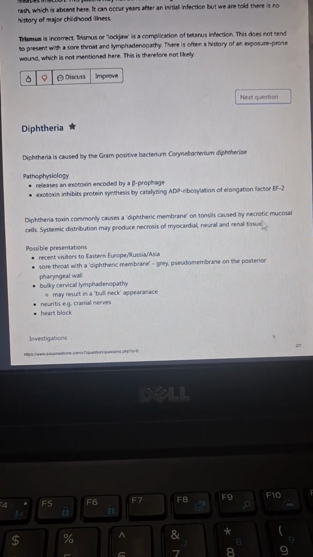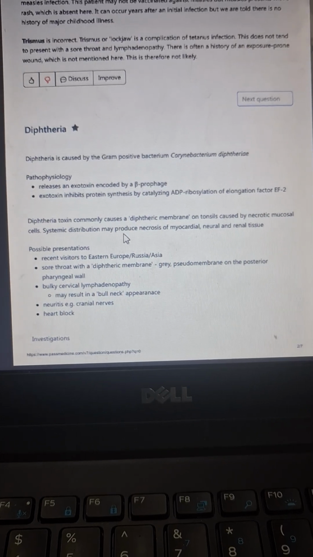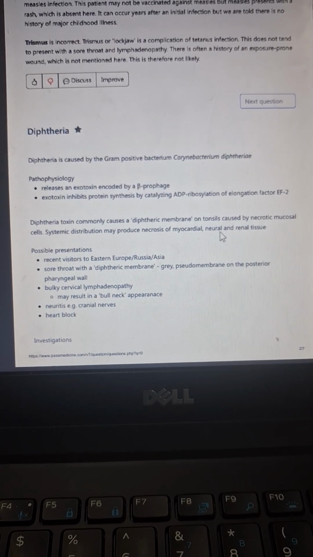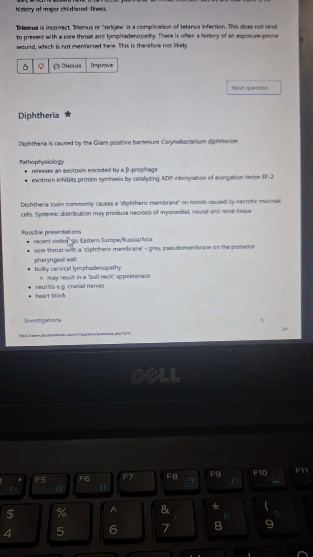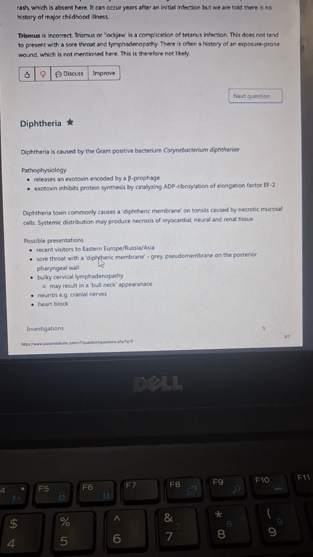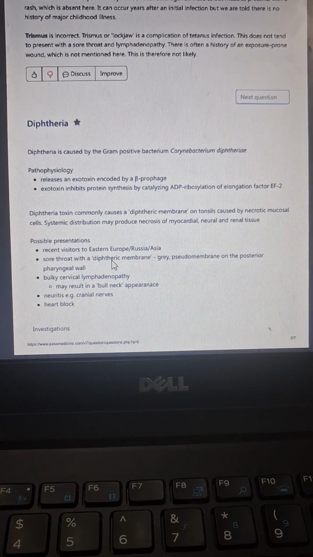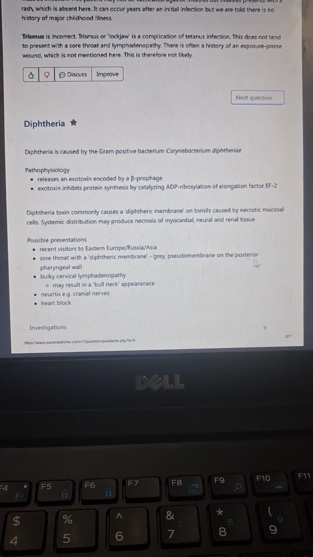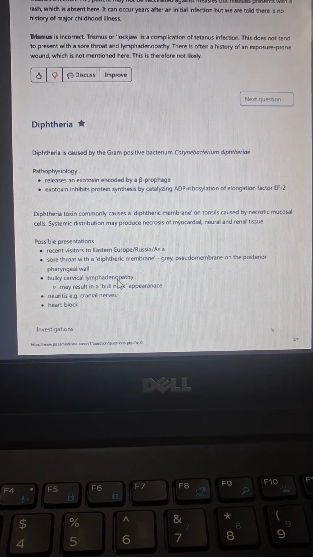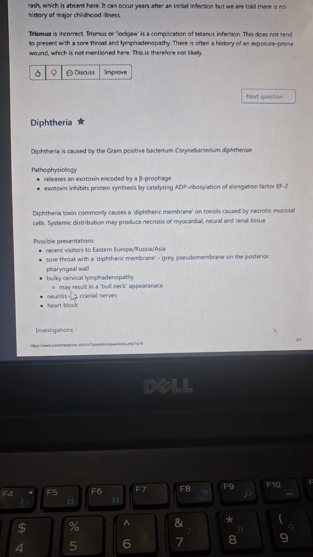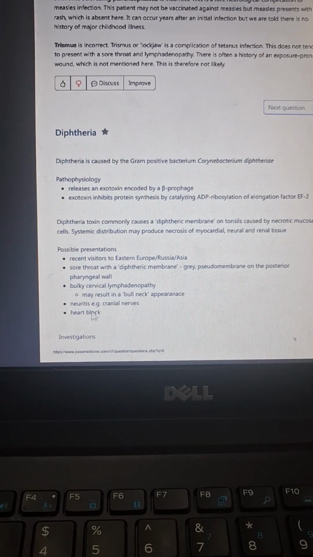Most of the time it is a gray pseudomembrane caused by necrotic mucosal cells, okay, and systemic distribution may produce necrosis of myocardial, neural and renal tissue. So possible presentations are recent visitors to Eastern Europe, Russia and Asia, and sore throat with a diphtheric membrane, like a gray pseudomembrane on the posterior pharyngeal wall. Remember, posterior pharyngeal wall. Plus there will be bulky cervical lymphadenopathy which causes a bull neck appearance. Neuritis of cranial nerves, and heart block. Heart block is the most important complication.